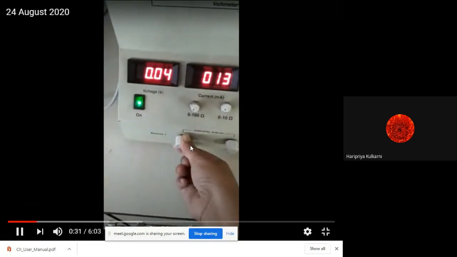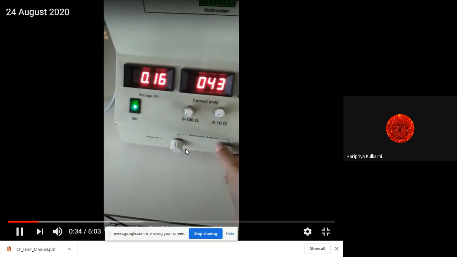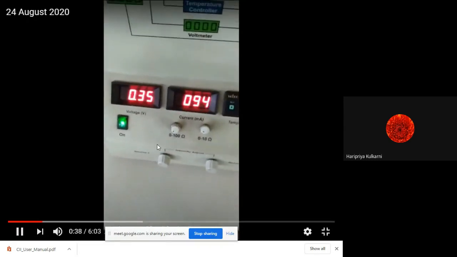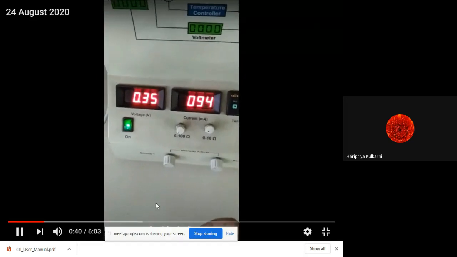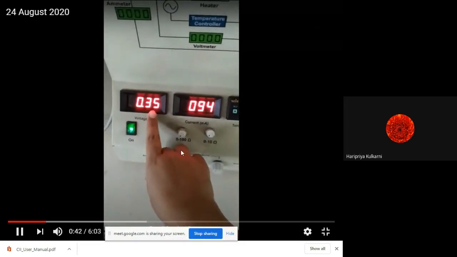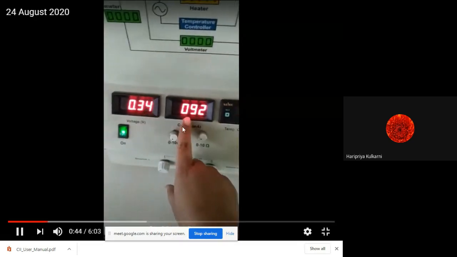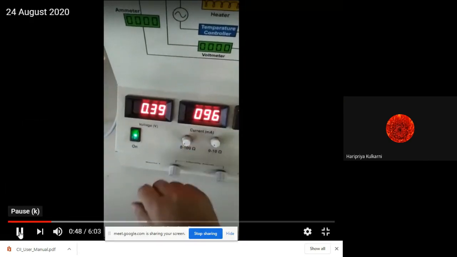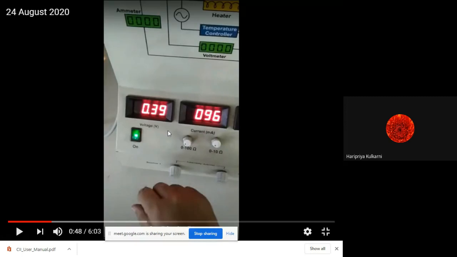Intensity I am adjusting to 1, 2, 3. Both the knobs are on 3. So let us say sun is at 10 a.m., considering that. So voltage is 0.36, current is 90 milliampere. First reading. Then 0.39 volt, current is 96 milliampere. Okay, first reading is over.